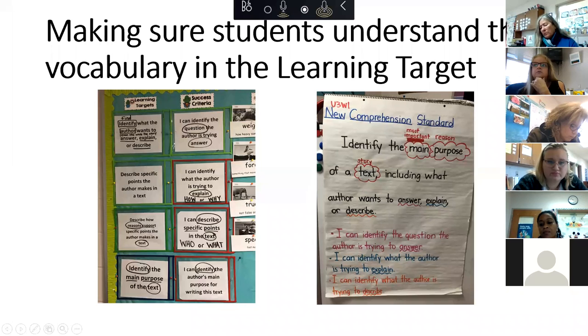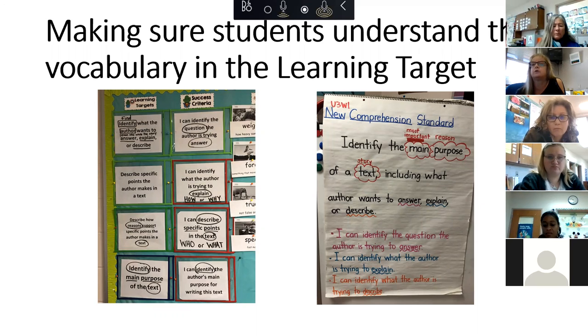I'm going to make this a little bit bigger. Can you guys see that still? I made it bigger. Okay. You're circling the word: main means most important, purpose means reason, text means the story, and so on. So you're circling those words and explaining to the kids what those mean, so it's not just words up on that anchor chart. I'm not seeing a lot of that this year. So this is a reminder that we need to see a little bit more of that.